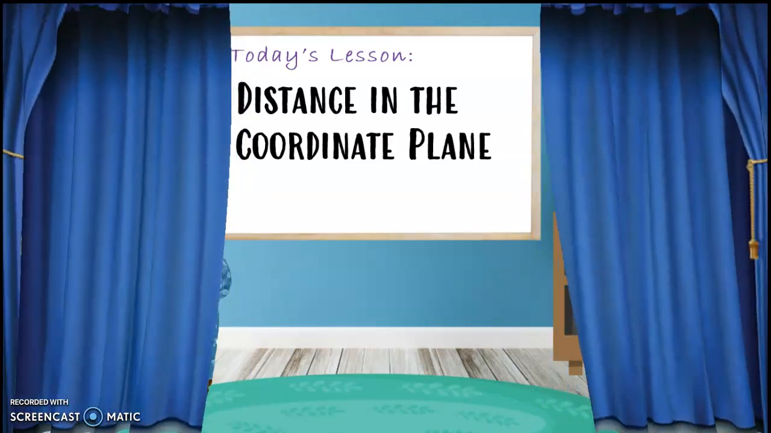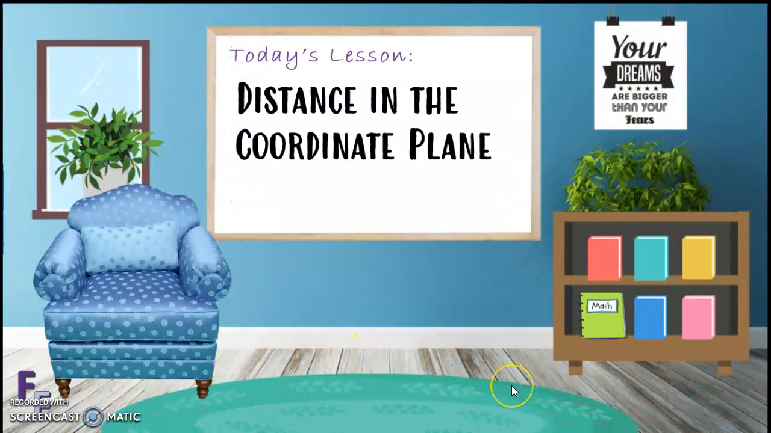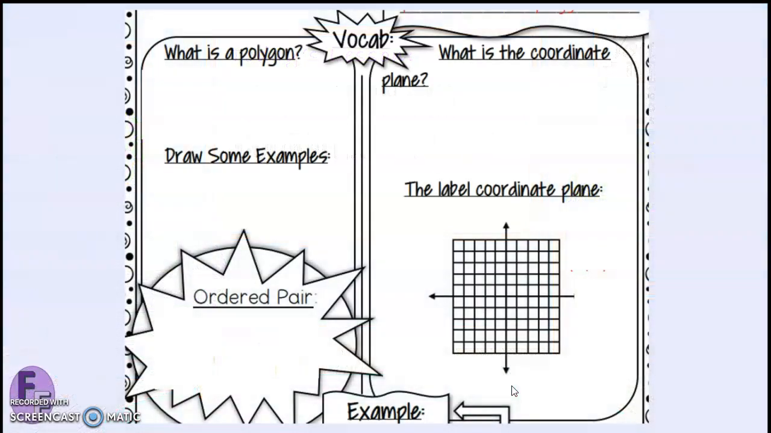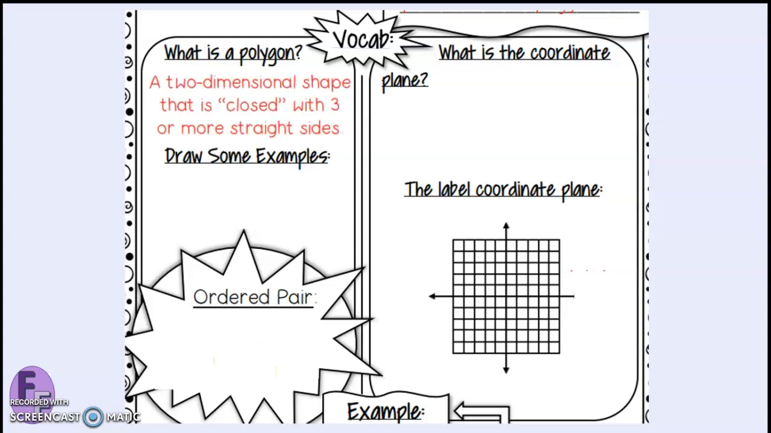Distance in the coordinate plane. I can plot points in the coordinate plane to create a polygon. First, what's a polygon? A polygon is a two-dimensional shape that is closed with three or more straight sides. Some examples would be a triangle, a rectangle, and a trapezoid.